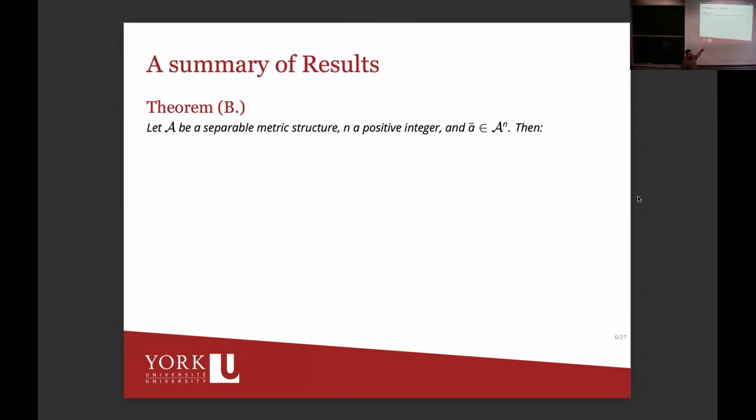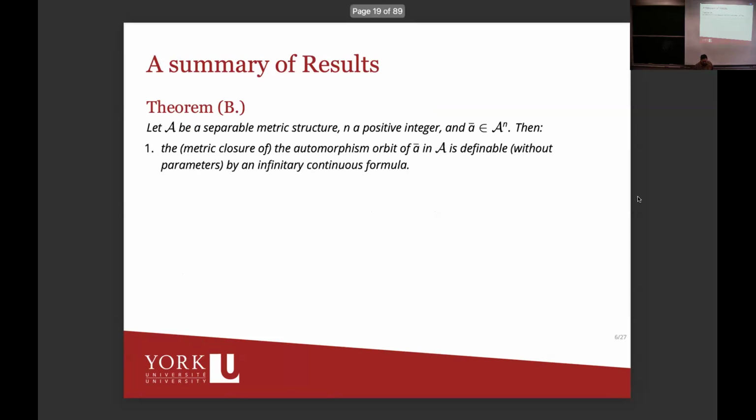Suppose I give you a separable metric structure and some finite tuple. And the following is true. The metric closure of its automorphism orbit, wherever I can send it by automorphism, is definable in continuous infinitary logic without parameters. With parameters, it'll probably be easy, but I don't need parameters. I can somehow tell you where they can go.